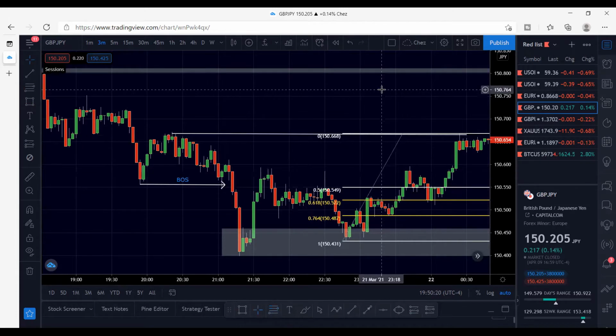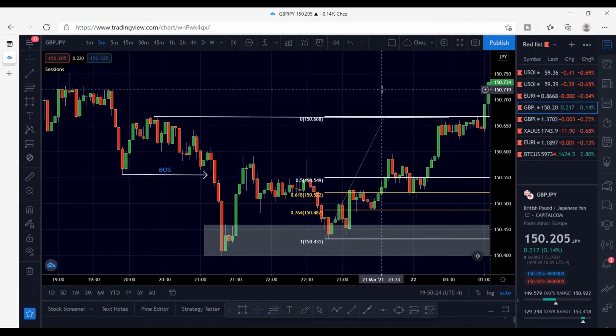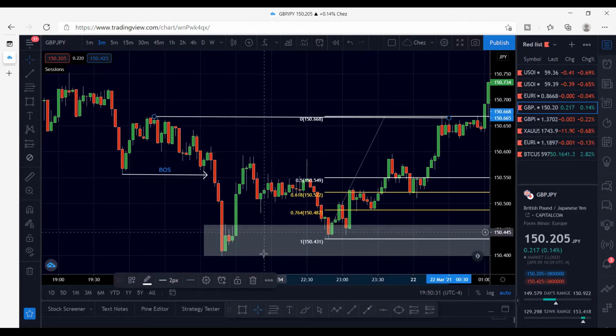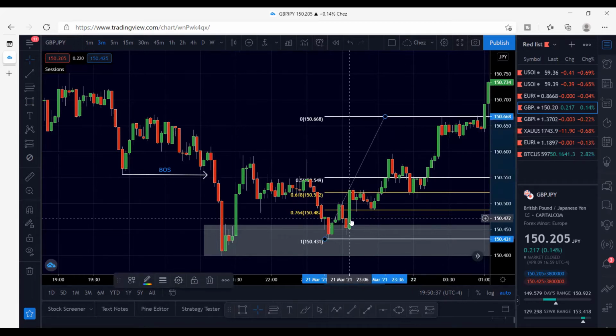See if we get some kind of rejection or push through. Okay, so we have another breaker structure. Well, the same breaker structure. So we have another breaker structure right here. We can remove this fib for the time being. Remember, we're still in the Asian session.